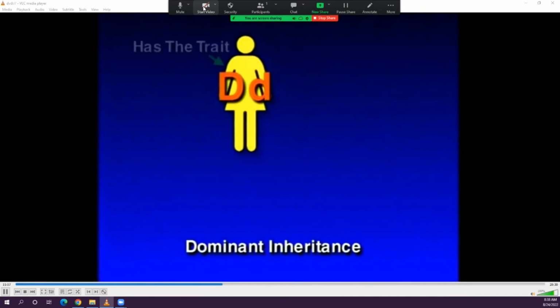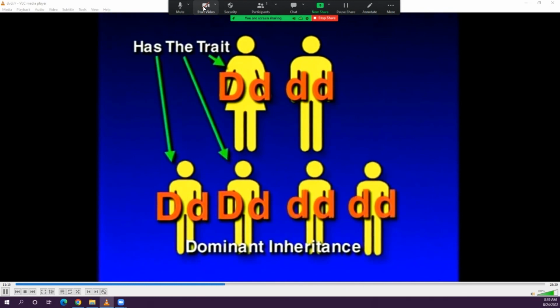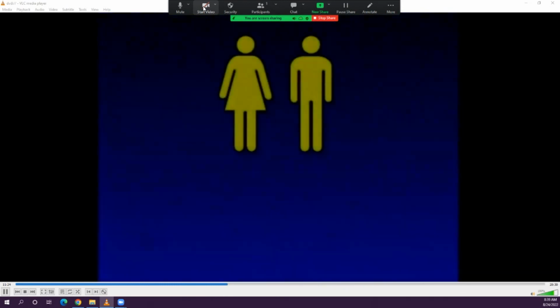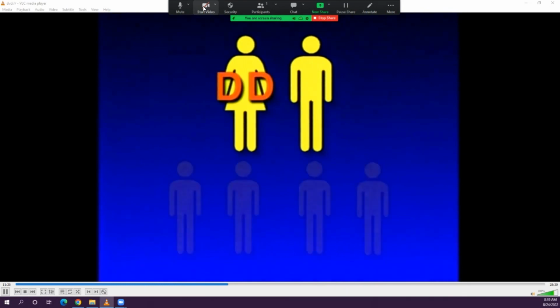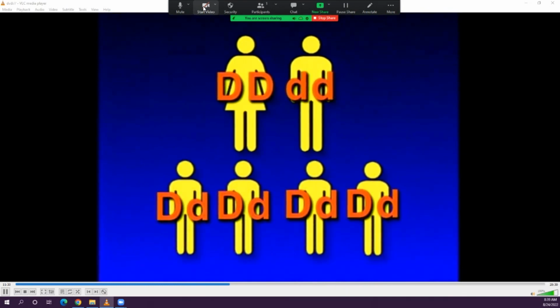For dominant inheritance, if one parent has the trait and this parent has children with someone who does not have the trait, then there is a 50% possibility that each child born of this union is going to have the trait. This is true for each pregnancy. If one of the parents has 2 copies of the dominant allele, then all the children will inherit it.